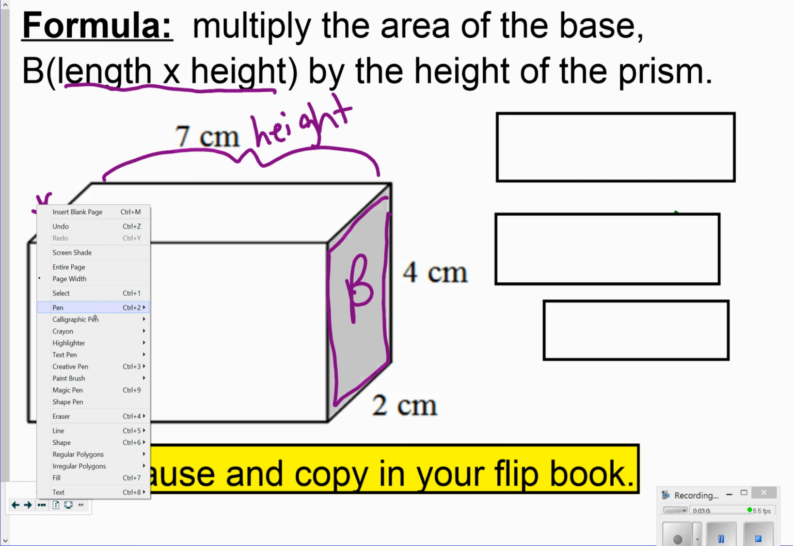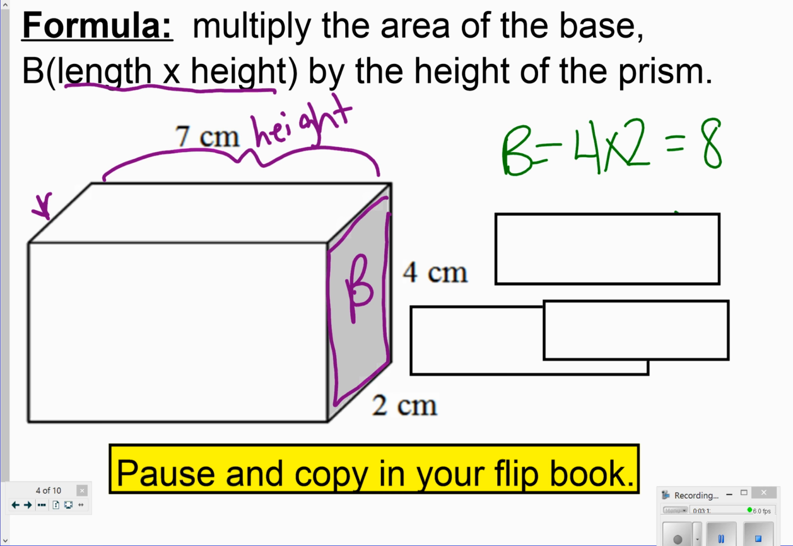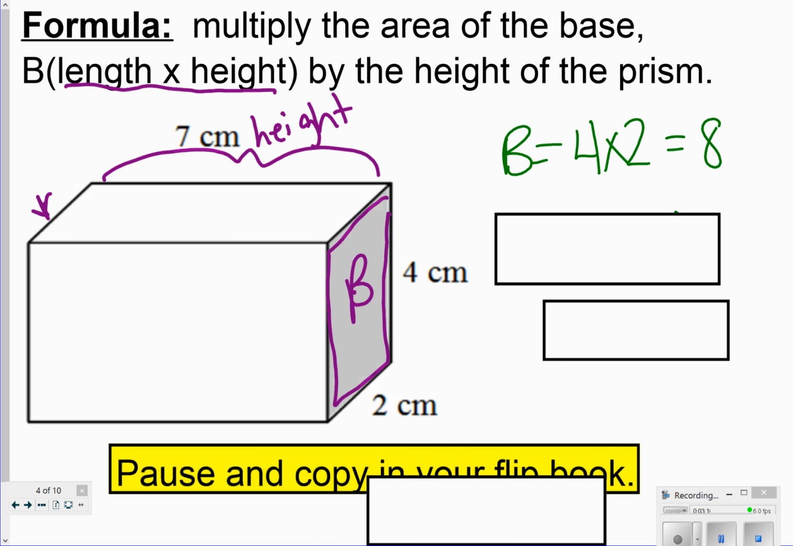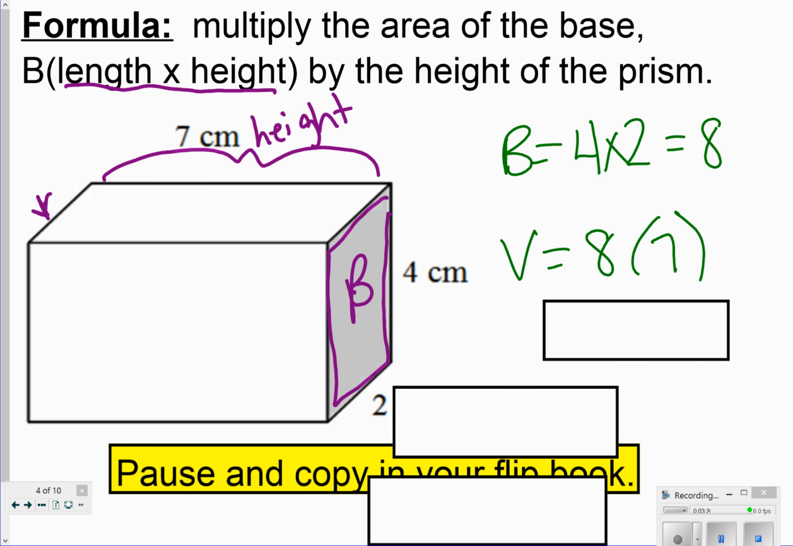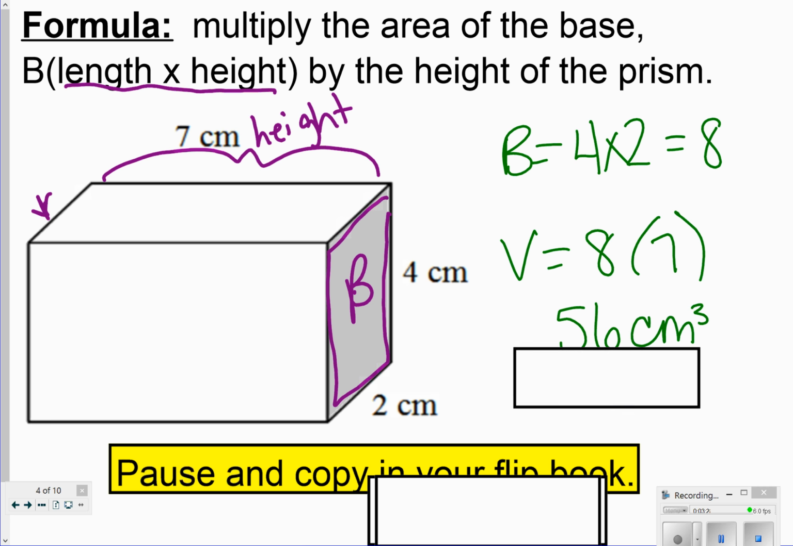All right, let's look to see then how we could find it. So our base would be our area of 4 times 2, and that would be 8. And then we would multiply that times our height, and our height, remember, was 7 over here. So our total volume for this rectangular prism is 56 cubic centimeters. Go ahead and add this information to your flipbook.